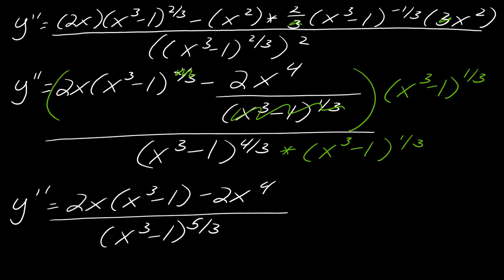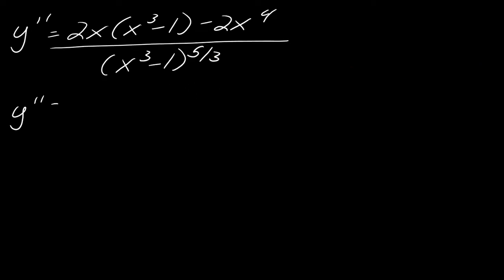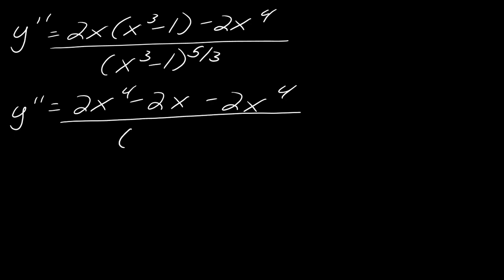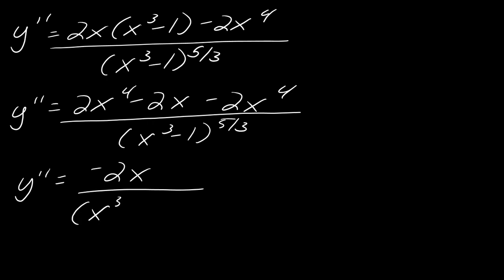All right, so what I'm going to do instead is distribute this so that I can collect like terms on the top. So I need to make a bunch of space. And I'm just going to continue working this out very methodically. Okay, so good news, those 2x to the 4th are going to drop out. And so now I'm almost done. So my second derivative now is just negative 2x over x cubed minus 1 to the 5/3.